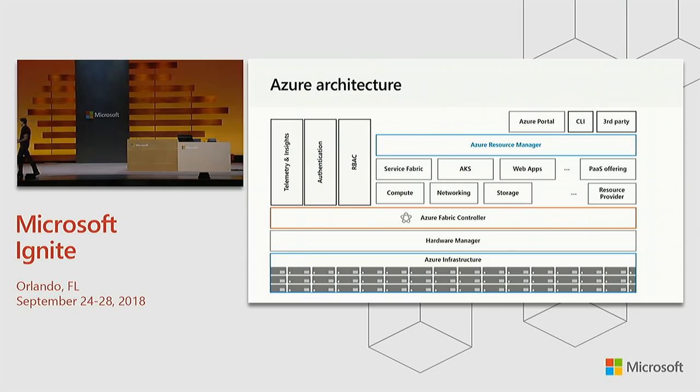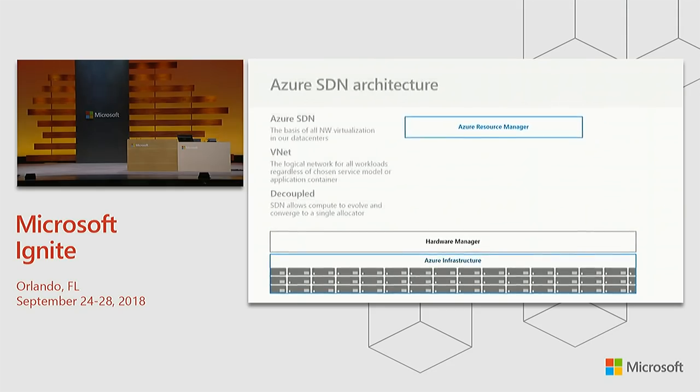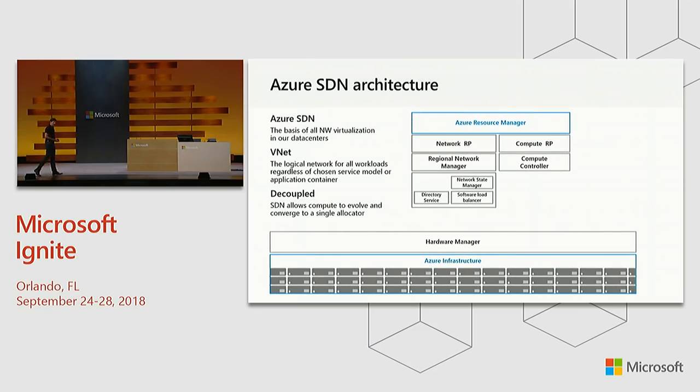And on top of that is a hardware manager running on top of the hardware infrastructure, responsible for managing the health and the provisioning of those servers. If we just blow out the network parts of this, you can see that there's a network resource provider that plugs into Azure Resource Manager. It's responsible for implementing the network APIs, and it sits side by side with the compute resource provider that implements the virtual machine APIs. I'll talk about how they coordinate in a little bit.